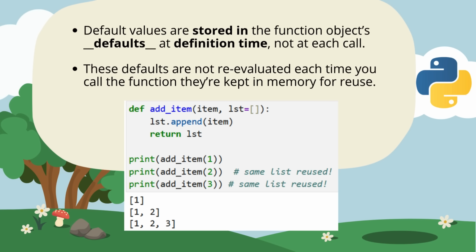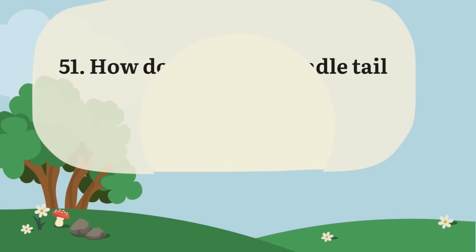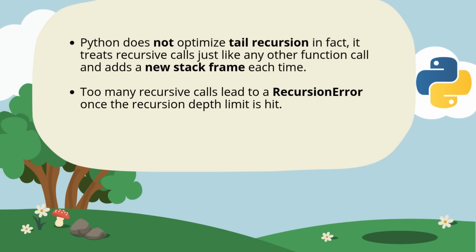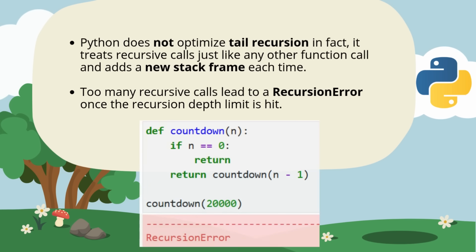And before we wrap up, here's a bonus question. How does Python handle tail recursion? It doesn't. Python doesn't optimize tail calls like some functional languages, so deep recursion can still hit recursion limits.